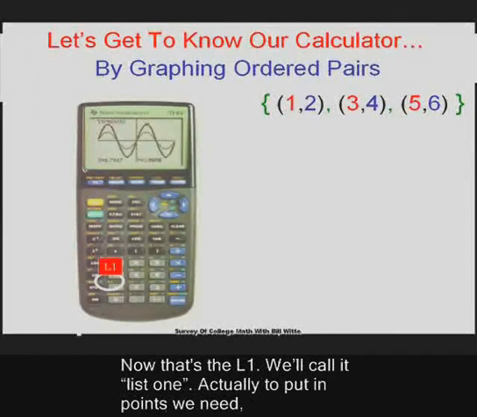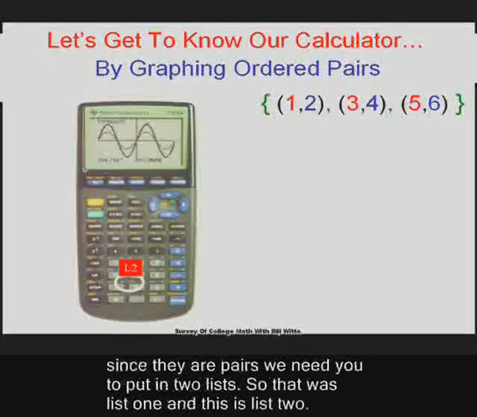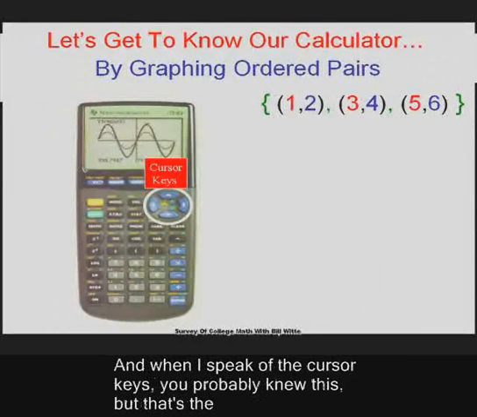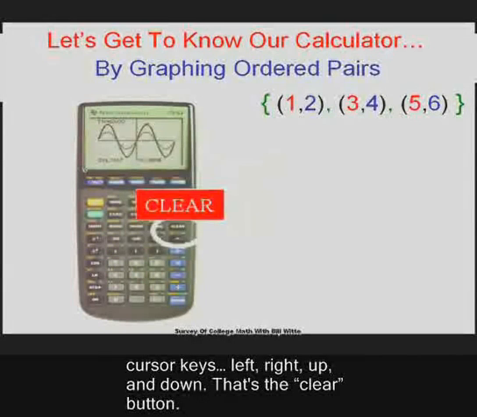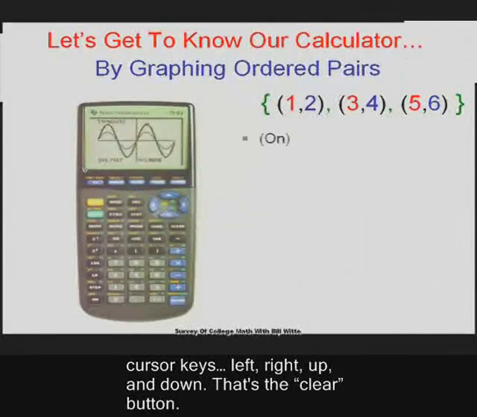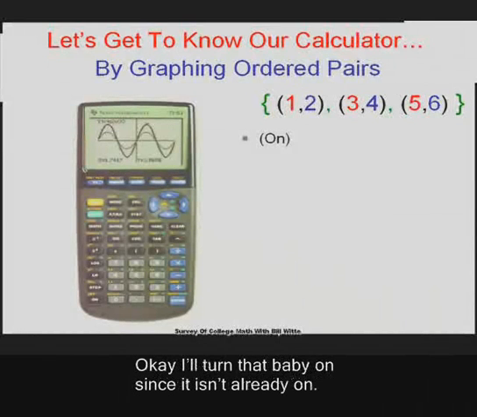Now that's the L1, but we're going to call it list 1. Because to put in points, we need their pairs, we need to put in 2 lists. So that was list 1, and this is list 2. And when I speak of the cursor keys, you probably knew this, but that's the cursor key. So cursor up, cursor left, right, and down. And that's the clear button. Okay, so here's what I'm going to do. We're going to do it twice.